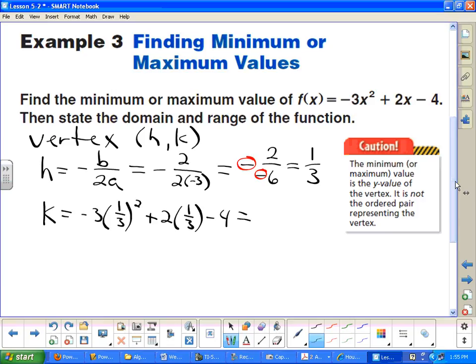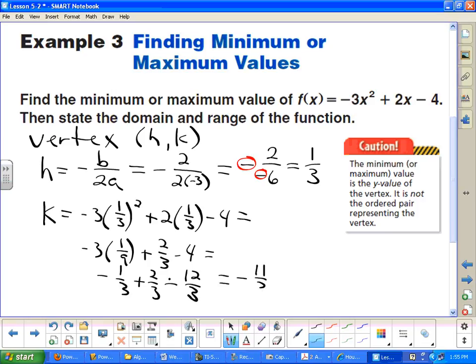All right. So here we get negative 3 times 1/9 plus 2/3 minus 4, which, let's see, that's negative 1/3 plus 2/3 minus 12/3. Right. So that equals negative 11/3, is that right? All right, check it out. Type it in your calculator and find the answer. Check, make sure I'm right.